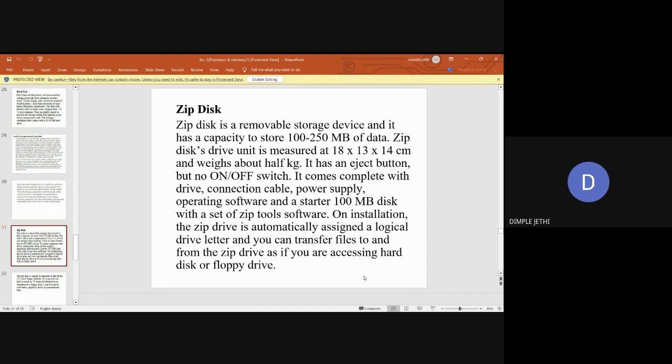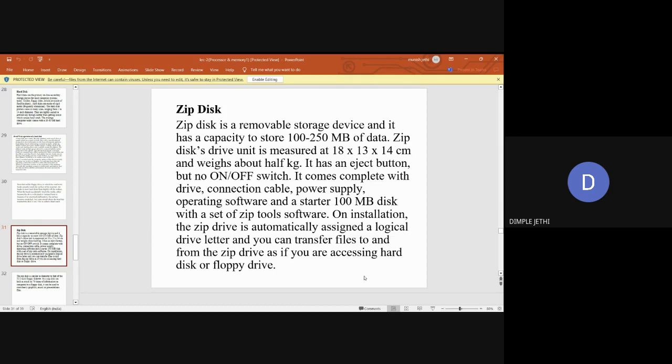Then there is one zip disk also. A zip disk has its storage device and its reader also. For CDs we have a CD player. In laptops also we used to have a CD reader. So this zip disk comes with its disk, its reader, its cable, its power supply and software. So everything is in that one storage device. It has very little storage, obviously, so nowadays we really don't use this, 100 to 250 MB.